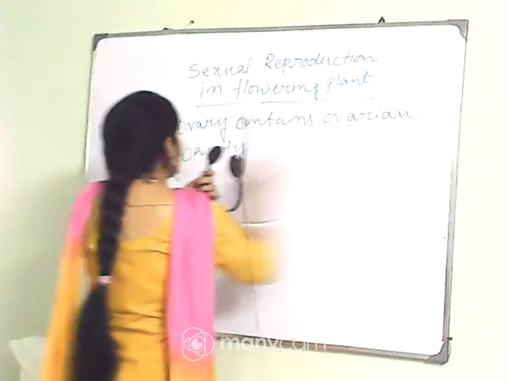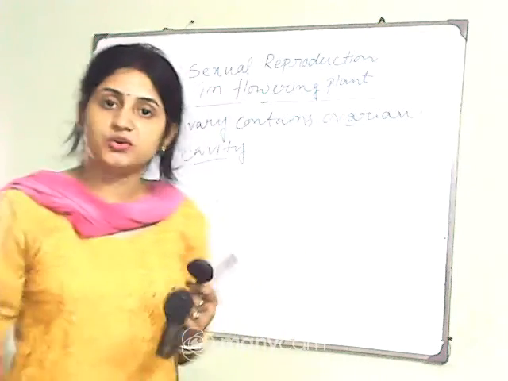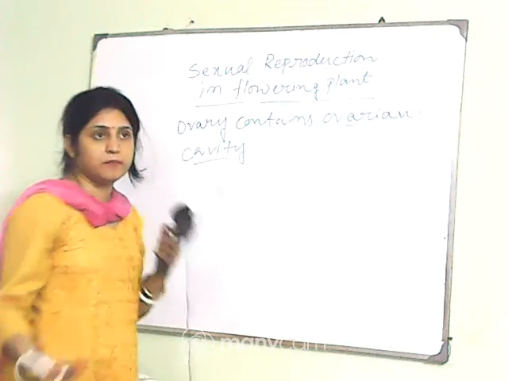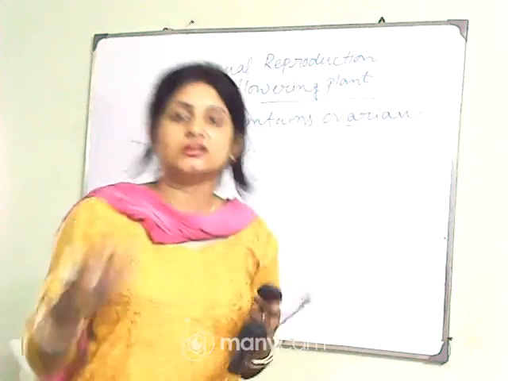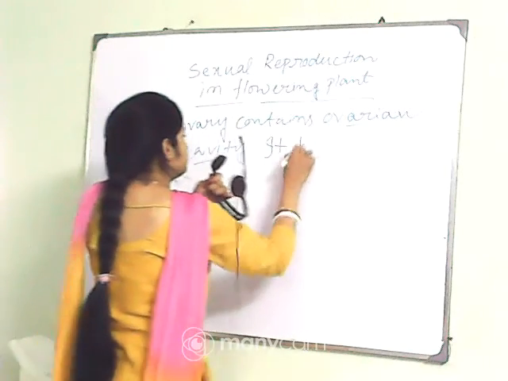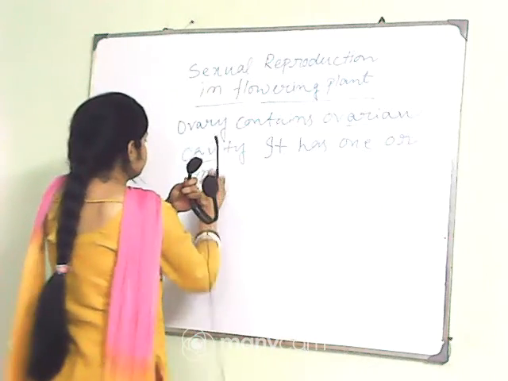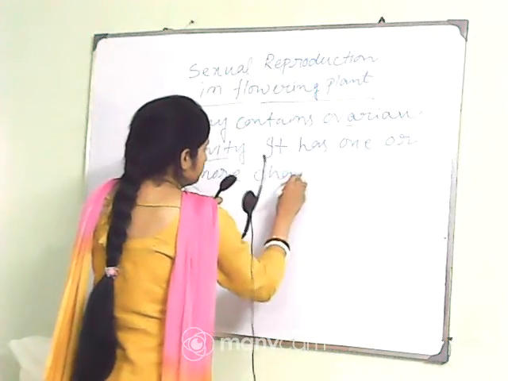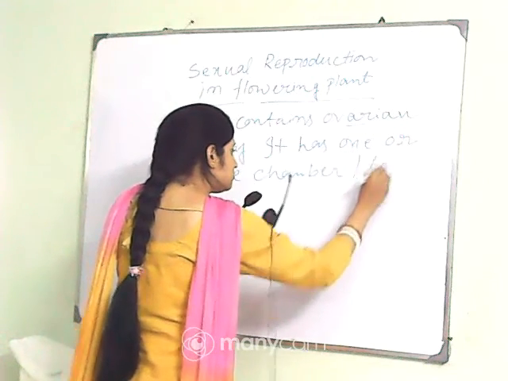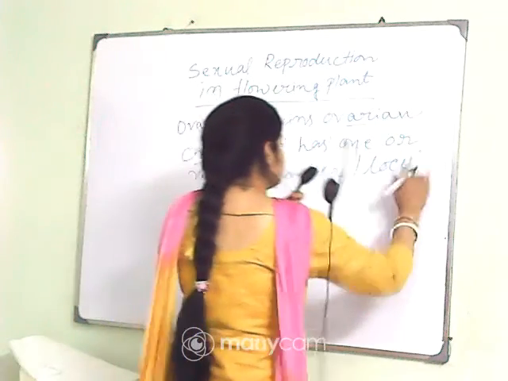Ovary contains the ovarian cavity. Inside the ovary there is a cavity, that's known as the ovarian cavity, and it has one or more chambers. Inside the ovarian cavity some chambers are present. It has one or more chambers or locus. Chambers are also known as locules.